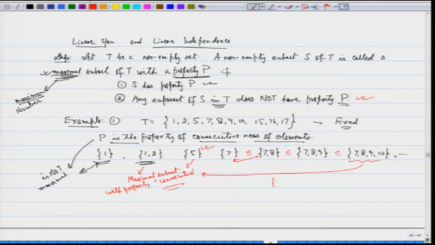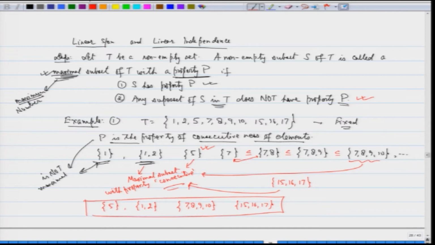Similarly, I would like you to see that this set 15, 16 and 17 is again maximal with respect to this. Fine. So what we see here is that the following sets, 5 in itself, 1, 2, 7, 8, 9, 10, 15, 16 and 17. These are 4 sets which are of different sizes. But all of them are maximal with the property of consecutiveness.